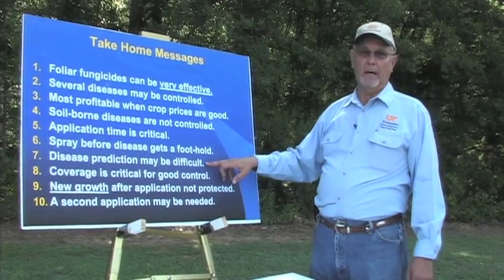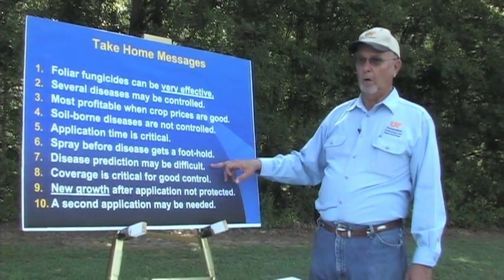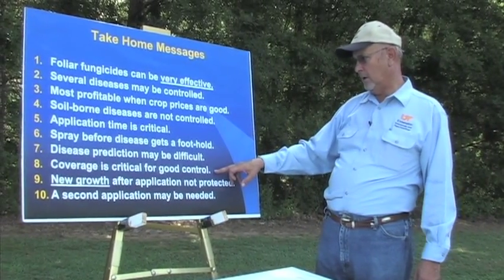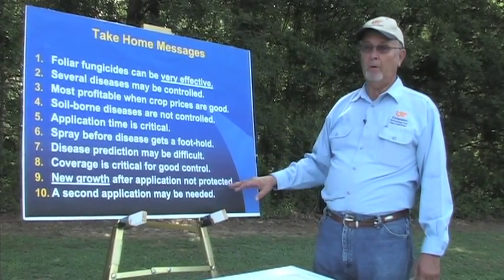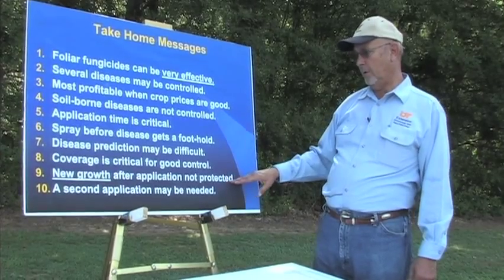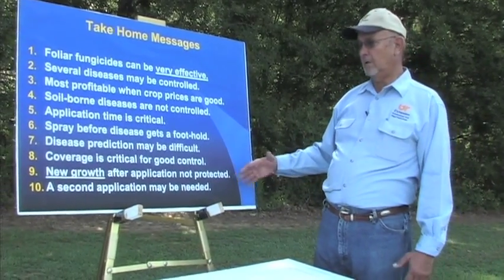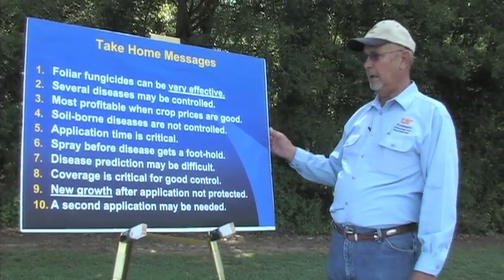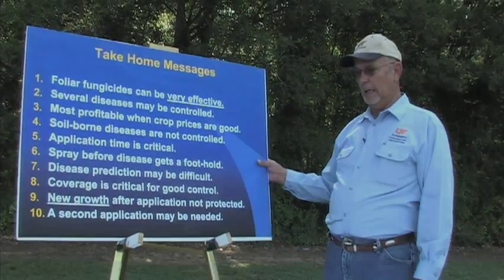Disease prediction may be very difficult, but rotating crops is a very good thing. Coverage is critical for good control. Remember, the new growth that comes out after R3 is not protected. The fungicides do not move up and down the plant. And in rare cases, a second application may be needed.